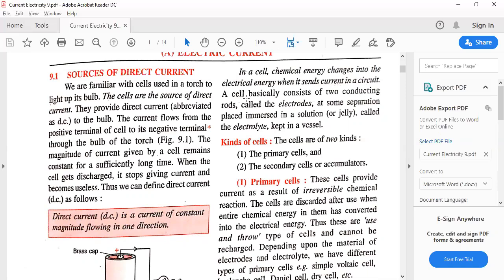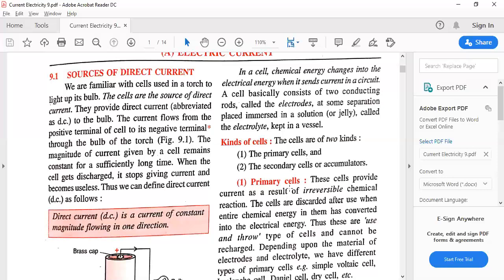Okay. So a cell basically has electrodes, which we already spoke about, cathode and anode. And the solution which is inside the cell is called electrolyte. Okay. So the solution which is actually getting converted to electrical energy is called electrolyte. Now, how many types of cells are there? Primary cell and secondary cell.